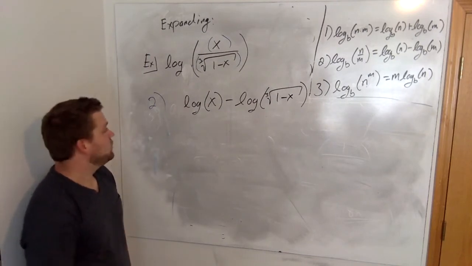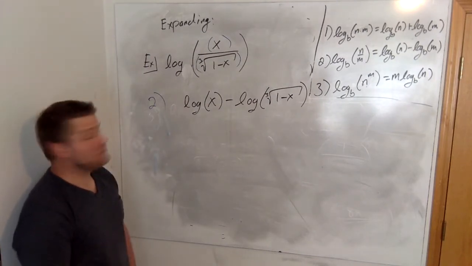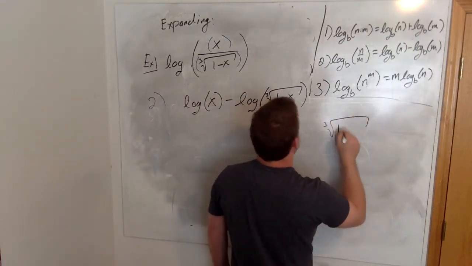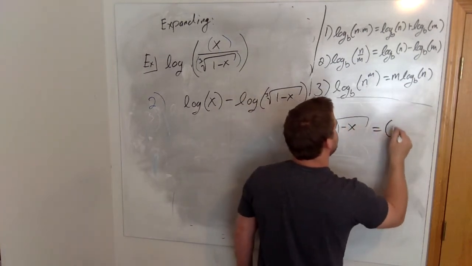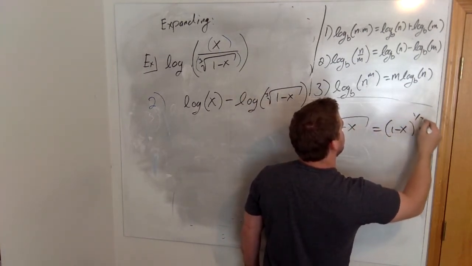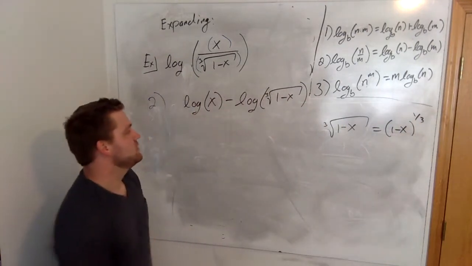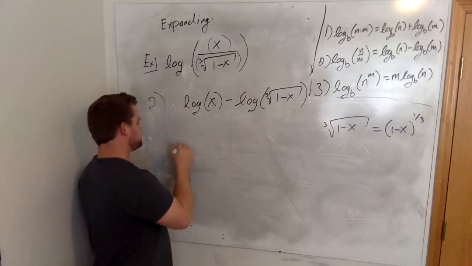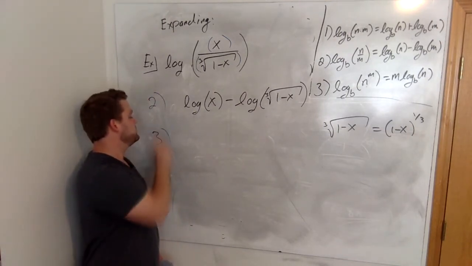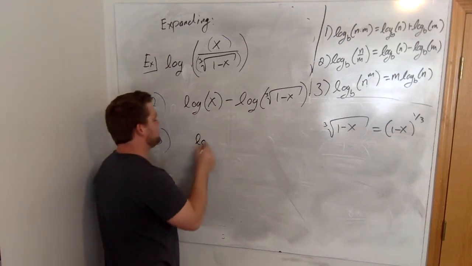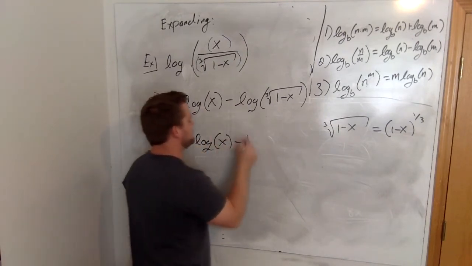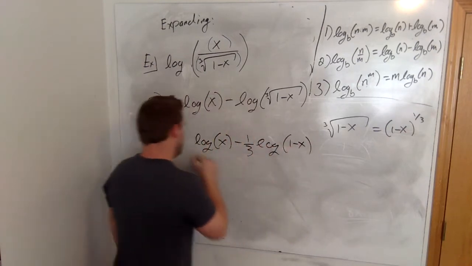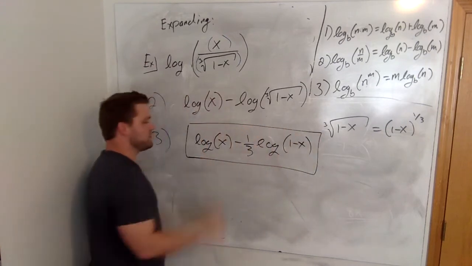Well, now the only other thing I can think to do here is actually use log rule 3. We can clean this up here. We should remember that the cube root means the same thing as raising something to the 1/3 power. So I have a 1 minus x to the 1/3. Log rule 3 lets me bring that 1/3 out front. So using log rule 3 here, this is the same thing as log of x minus 1/3 times log of 1 minus x. And we're done. We're finished. This is the answer.